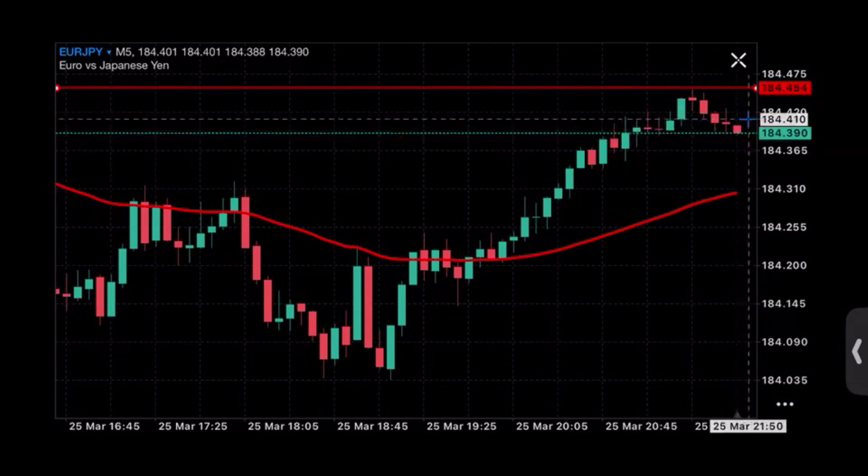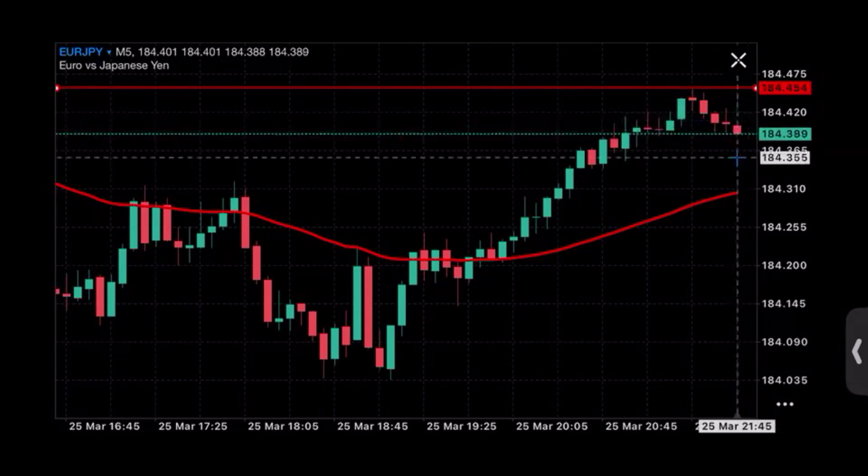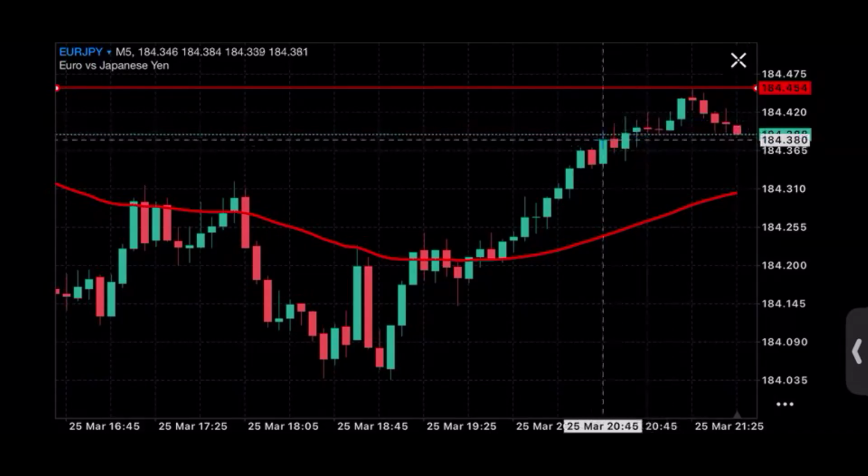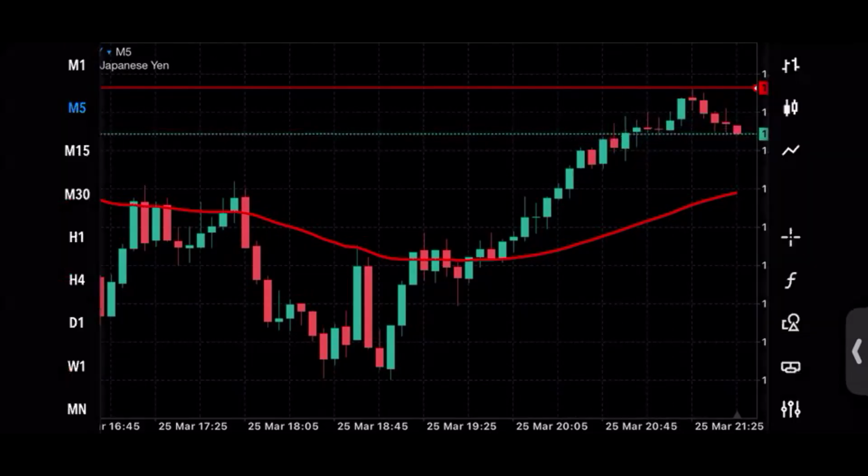So if you cannot wait for this, you can go for the one that has happened before. This is the low that happened before. So you can have your stop loss here. So in this case, we're just going to be going with that one. We can't wait for this one to happen because we want to do it now. So we're going to go for the former low.